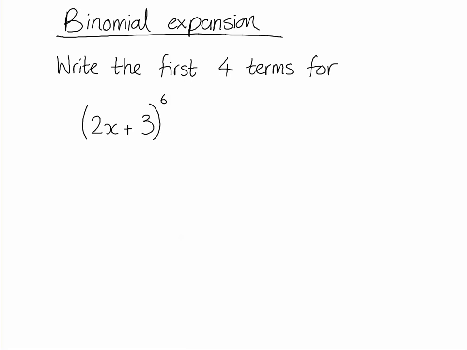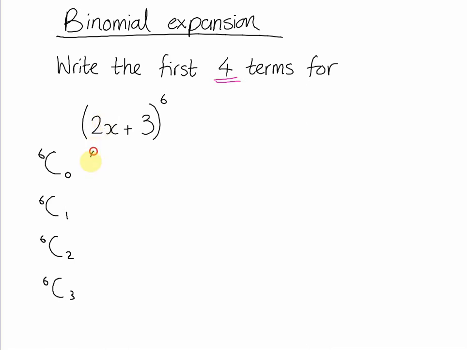Let's find the first 4 terms. There are going to be more terms because there'll be 7 for this one, but we're going to find the first 4. So that's 6 choose 0, 6 choose 1, 6 choose 2, 6 choose 3. If I continue that, I'll get them all, but we don't often ask you to go past 4 terms because we want to ask you more fun questions.